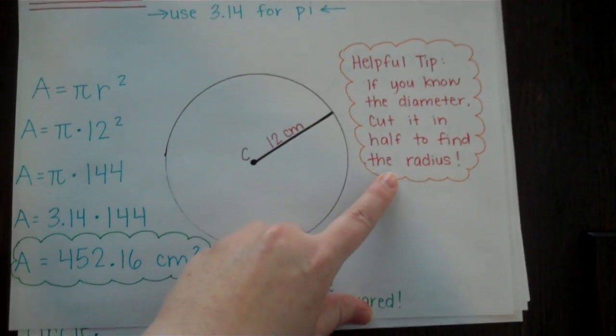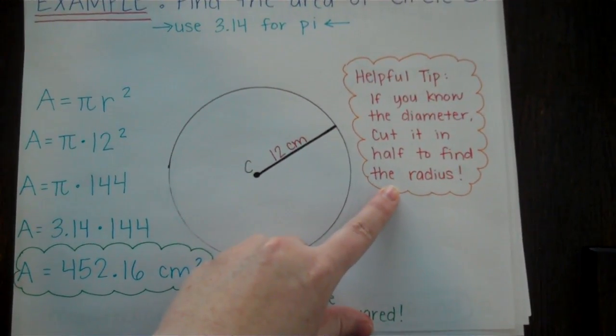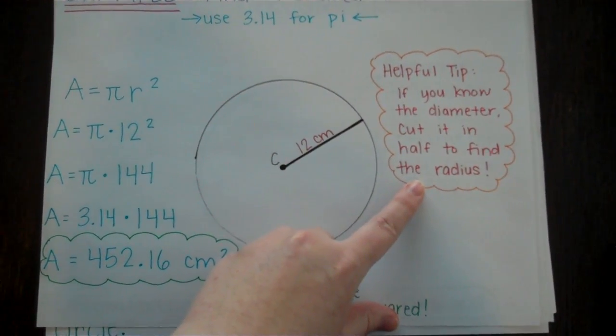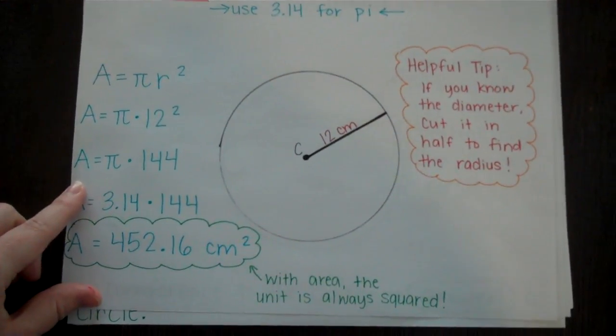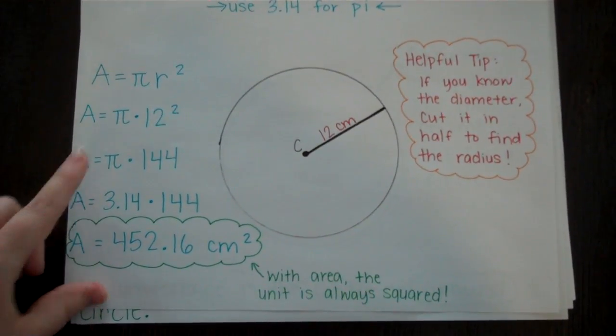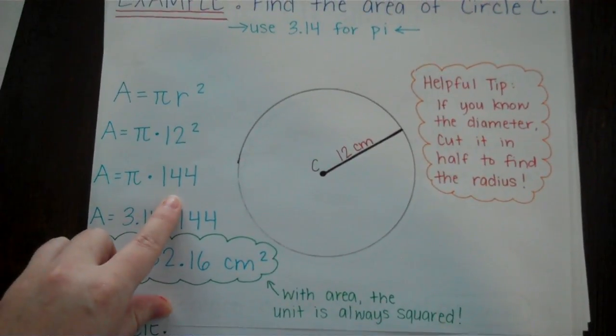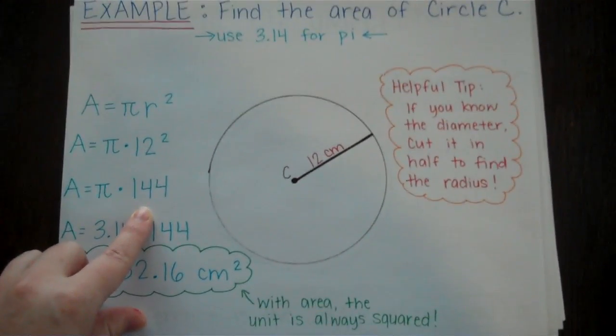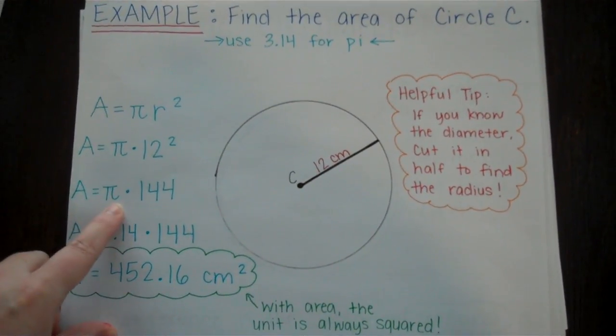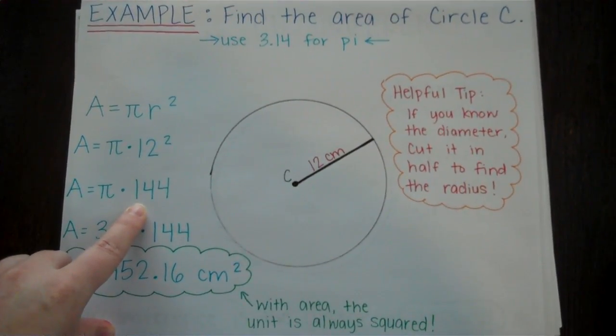Here's a helpful tip. If you know the diameter, cut it in half to find the radius. Next, we're going to simplify what we have so far. So 12 to the second power is the same thing as 144. 12 times 12. So A equals pi times 144.